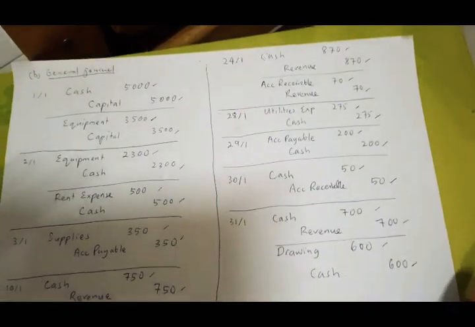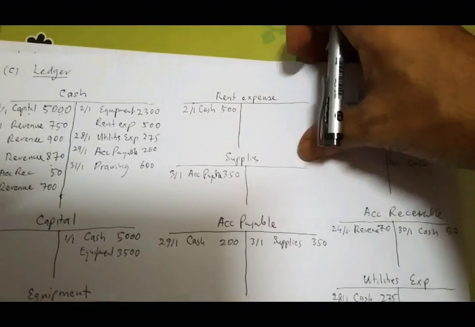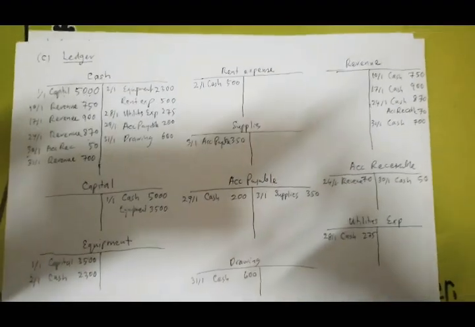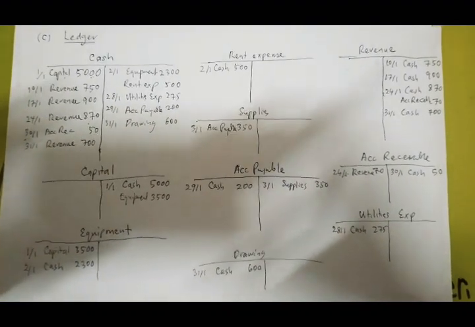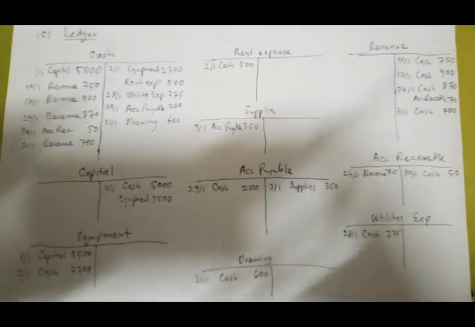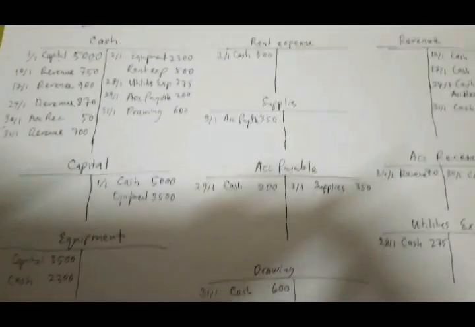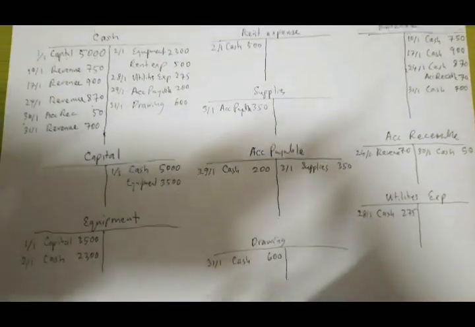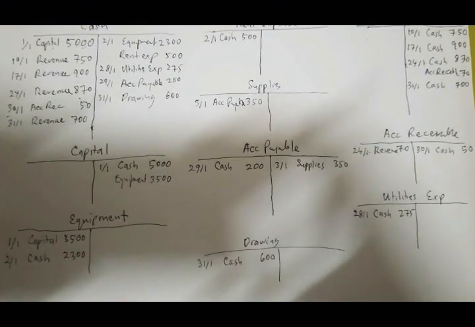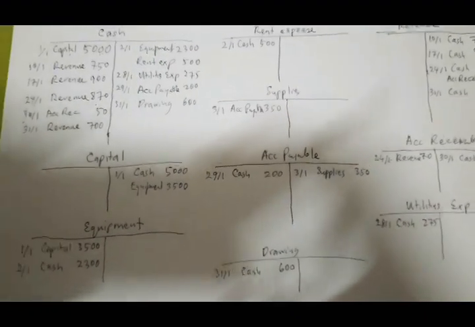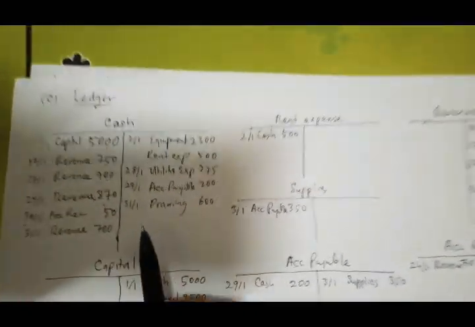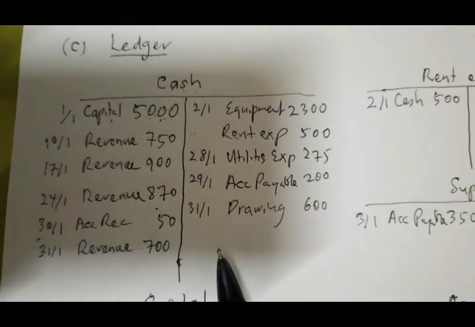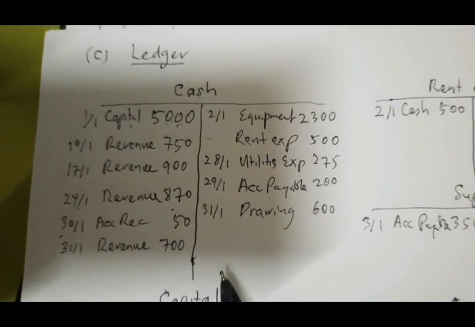When you have transferred all the journal entries into the ledger, it means that you have answered the question C. Before that, the next thing to do after you have transferred all the journal entries into the ledger is to calculate the balance of every account in the ledger.